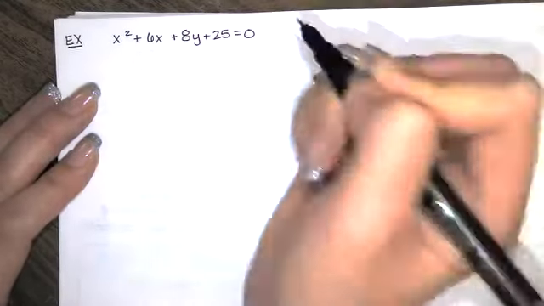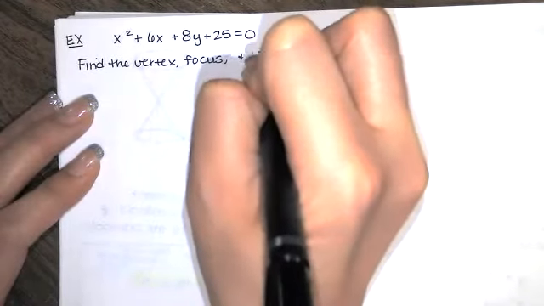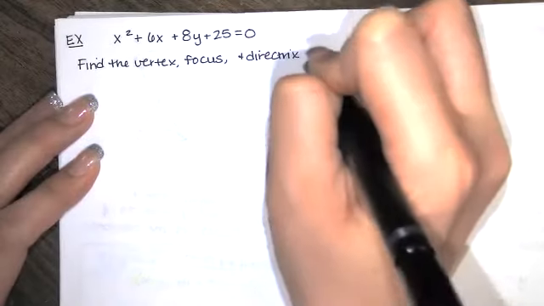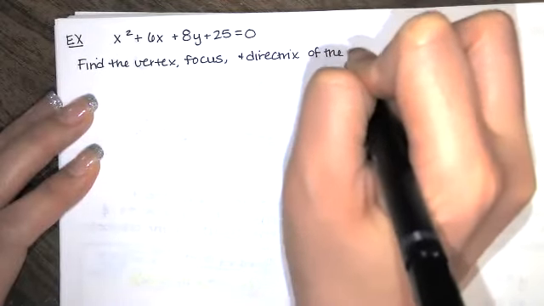So let's say we have x squared plus 6x plus 8y plus 25 equals 0, and we're asked to find the vertex, focus, and directrix of the parabola. And we're also asked to sketch the parabola.